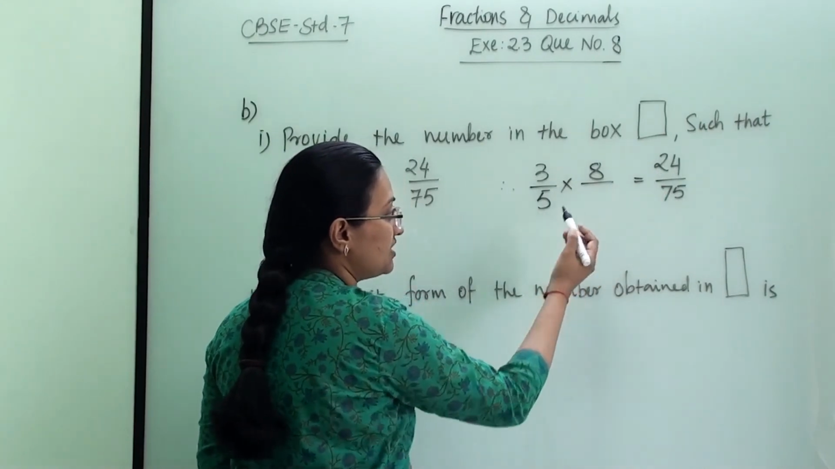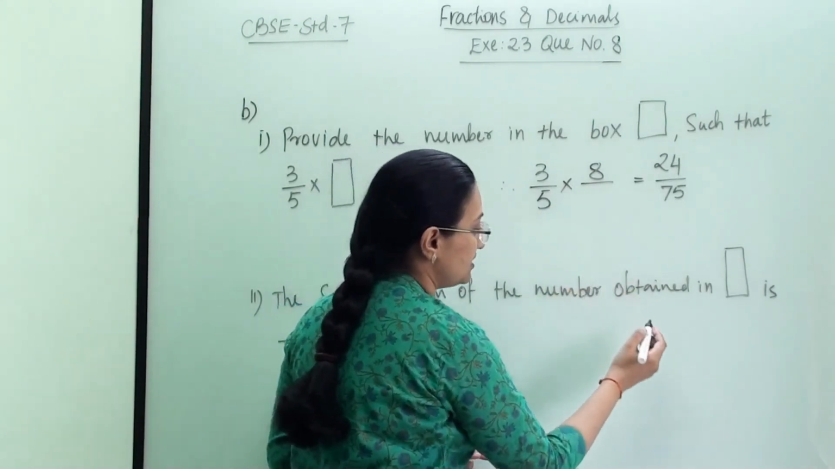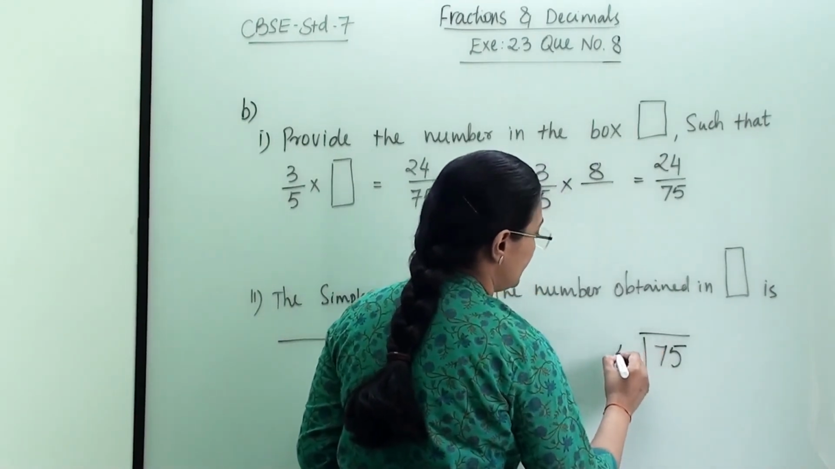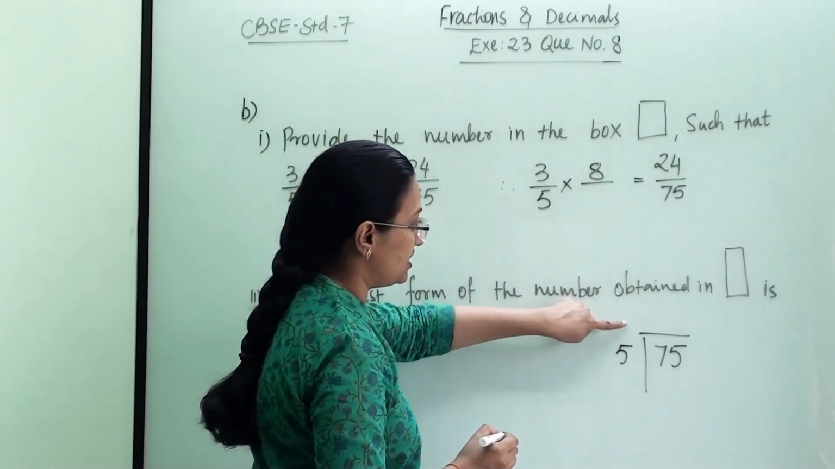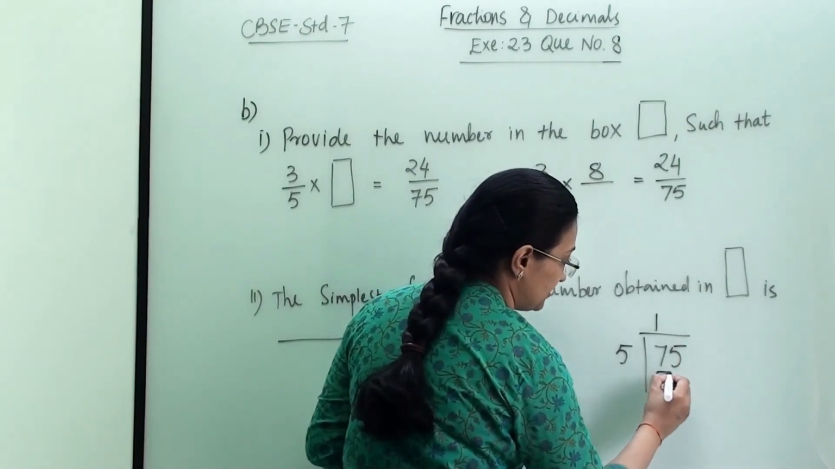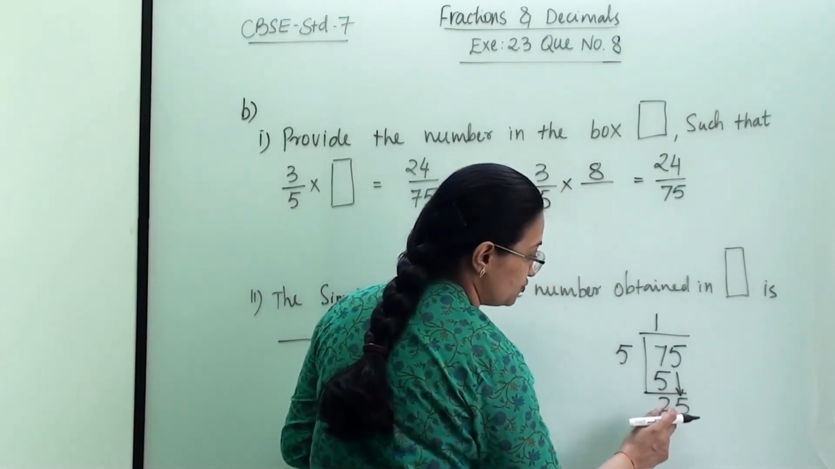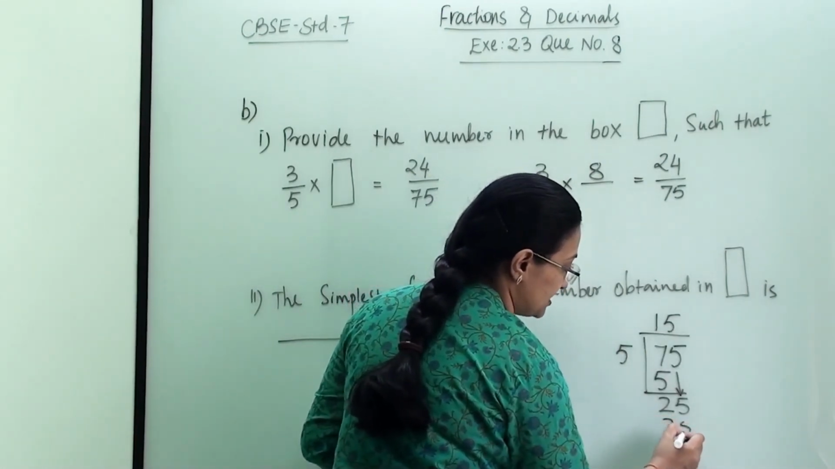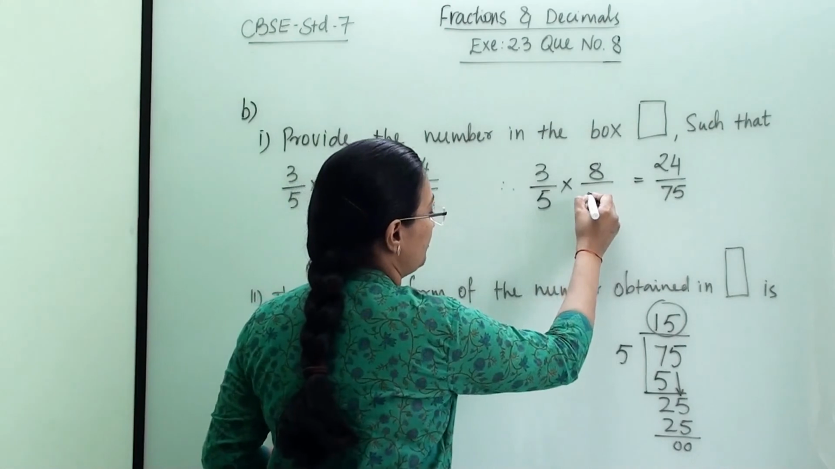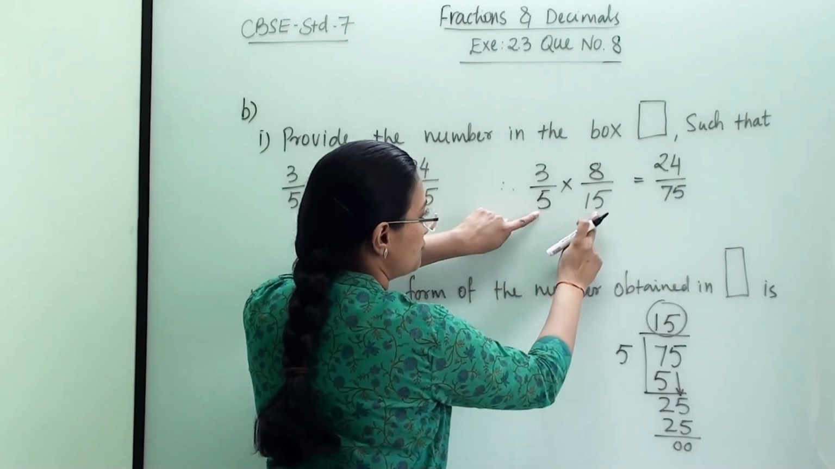This is also easy, but if you are facing trouble calculating what should come here, then we can simply divide. 75 divided by 5, whatever number comes, that we can multiply here. So we get 1, then 5, so 2. Then again this 5 we take down, so we get 25. 5 times 5 is 25 and we get 0. So 15 is the number. When we multiply 15 with 5, we get 75. Simply 75 divided by 5 gives this number.